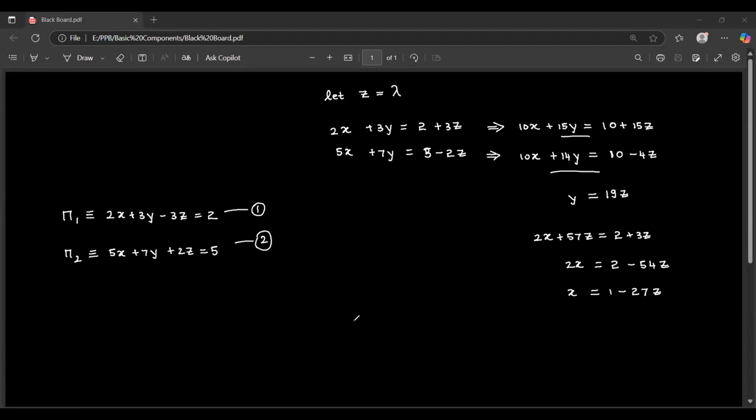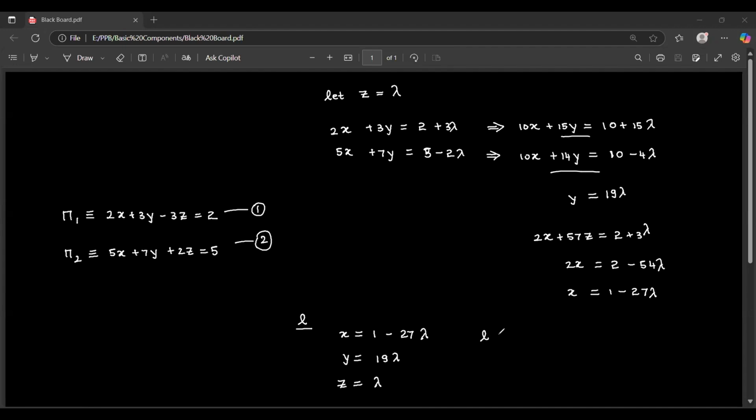So what's the equation of the line? Well, the parametric way of writing the line L can be x equals 1 minus 27 lambda. Okay, I didn't write it as lambda. Yeah, that's a mistake. This should be lambda because we let z be lambda, the parametric value. So we have to put lambda here. y equals 19 lambda. z equals lambda. How can I write the vector equation?